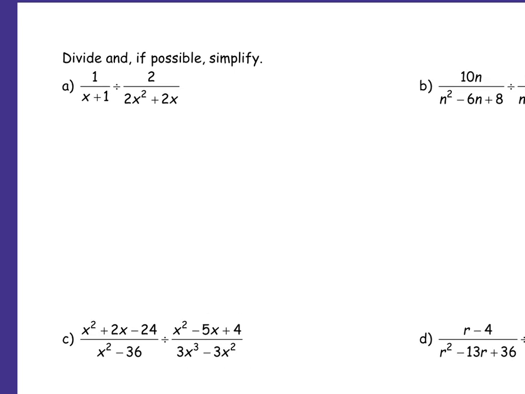So, right, this one flips. So it becomes 1 times 2x times x plus 1 all over x plus 1 times 2. So x plus 1, 2, and 2. So that equals x.